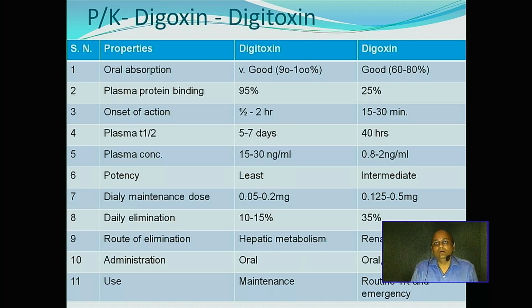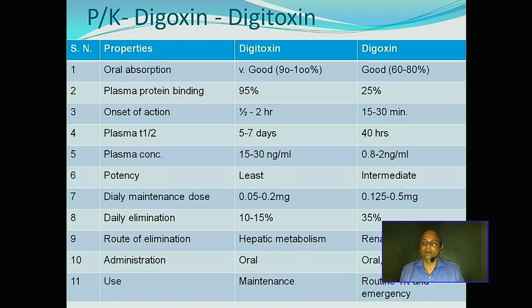Oral absorption is very good in the case of digitoxin, 100%. It is just good in the case of digoxin, 60 to 80%. Plasma protein binding: digitoxin 95% and digoxin only 20%. That means more active drug is available in the case of digoxin and not in the case of digitoxin, because digitoxin will mostly be attached to plasma protein. We want free drug for the action, which is more in the case of digoxin. Onset for digitoxin is half an hour to 2 hours. For digoxin the onset is just 15 to 30 minutes, as more free drug is available.